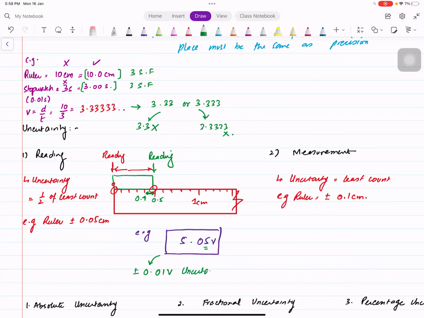Yes, sir. Like that. And you can do it for all of the instruments like that. So you have to check the least count. Whatever the least count is, that would be the same uncertainty in the instrument. So that's just an example of two things that I wanted to make sure that you know.